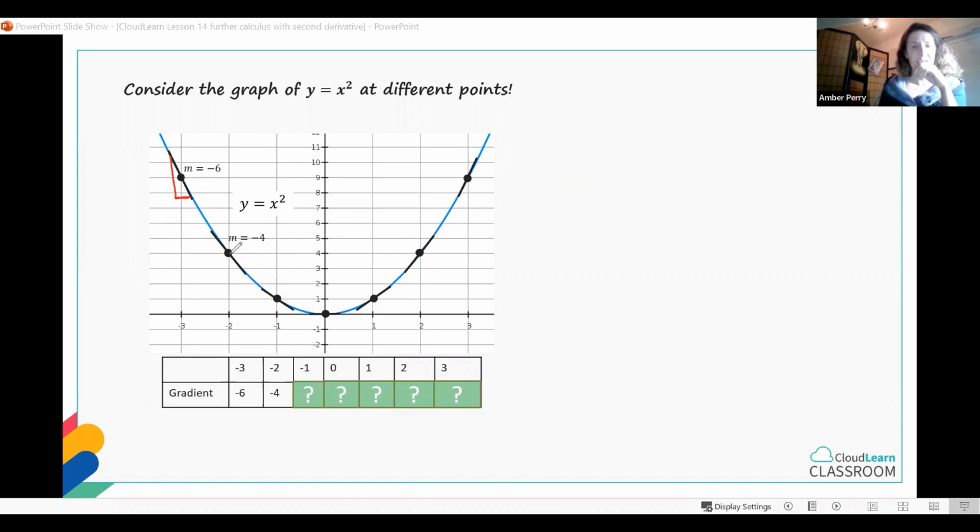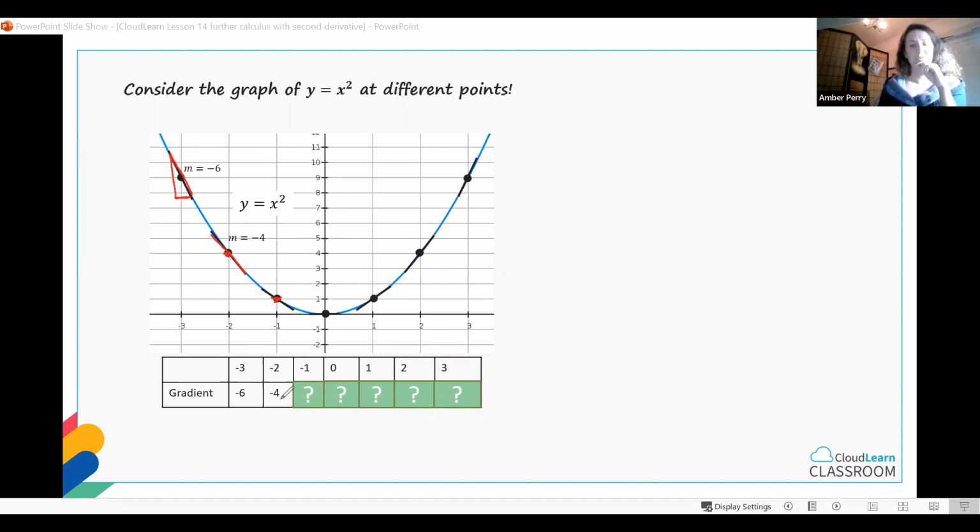I can come down here and do the same thing, but the gradient at this point is going to be different to the gradient at this point. See how the tangent at this point is steeper than the tangent at this point? So the gradient here is going to be different, and again, down here, the gradient is going to be different. The graph is changing steepness all the way around.